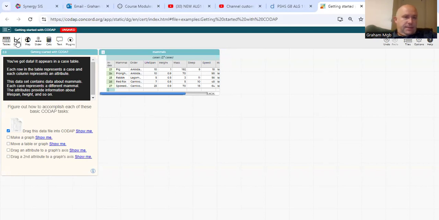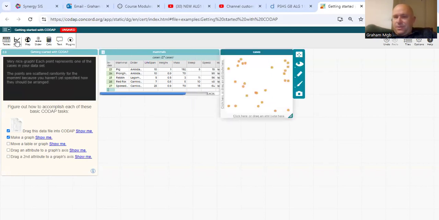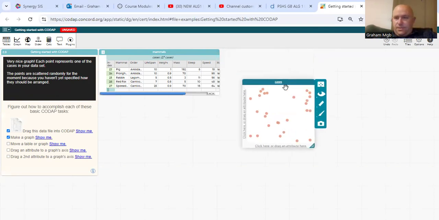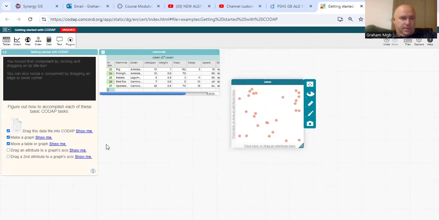Make a graph. Well, I can see at the top it's graph, and I've actually done this tutorial already, so I'm just going to go ahead and click on it. And you can see it'll actually give me a scatter plot. So move the table or graph. Well, I can just drag it like this. There we go. That's done.